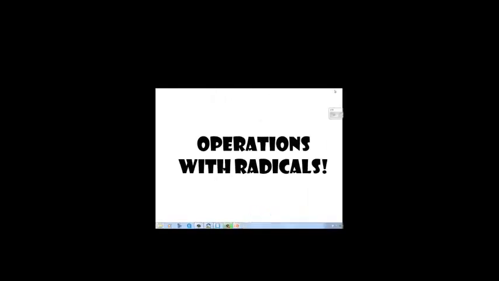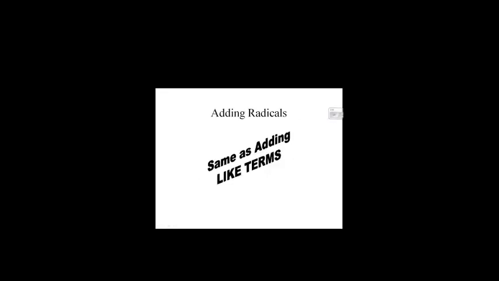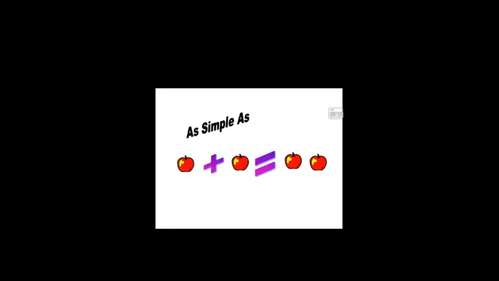Hi everyone. Tonight we are going to start operations with radicals by looking at adding and subtracting radicals. Now, if you look at your notes, adding and subtracting radicals is the same as adding like terms. They are like radicals when they have the same radicand. That is what is underneath the radical.